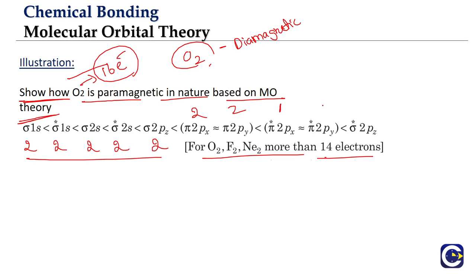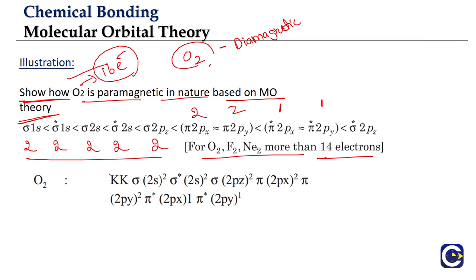Now 1 goes in the pi star 2px and 1 in the pi star 2py, because these are degenerate orbitals. We have to fill them by following Hund's rule of maximum multiplicity. By the way, the sigma 1s 2 electrons and sigma star 1s 2 electrons, we can call it the KK structure. KK structure means sigma 1s 2 electrons, sigma star 1s 2 electrons. So this is the electronic arrangement in the molecular orbitals.